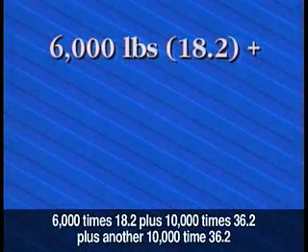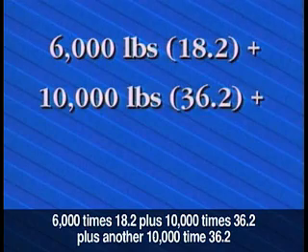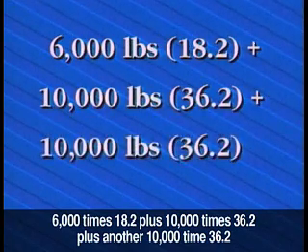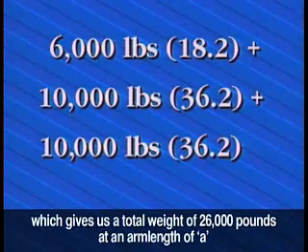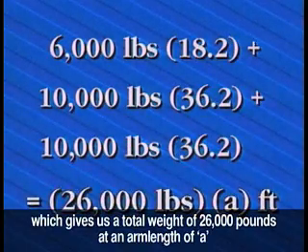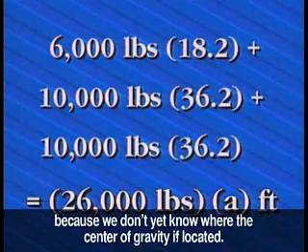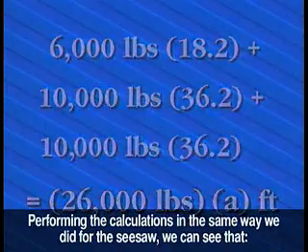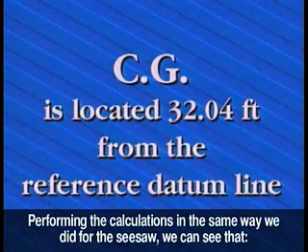6,000 times 18.2 plus 10,000 times 36.2 plus another 10,000 times 36.2, which gives us a total weight of 26,000 pounds at an arm length of A, because we don't yet know where the center of gravity is located. Performing the calculations in the same way we did for the seesaw, we can see that the CG is located at 32.04 feet from the reference datum line.